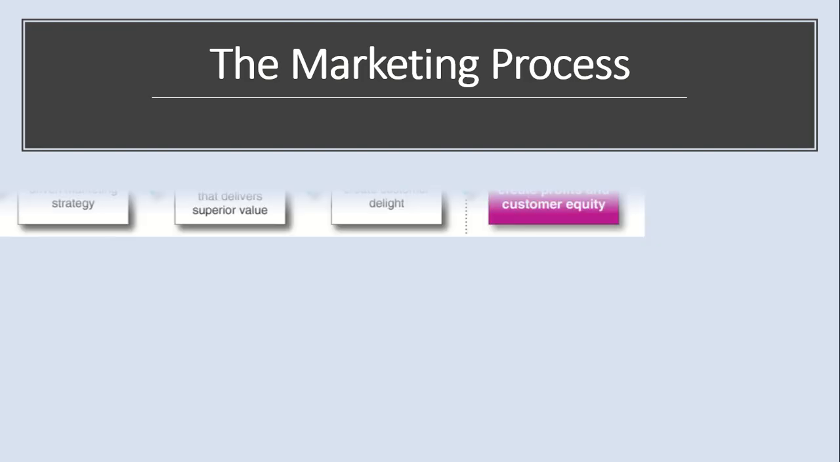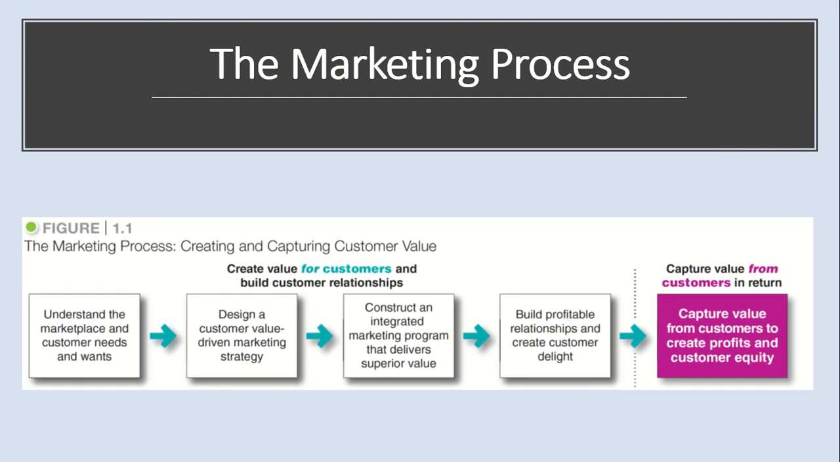Next we are going to briefly talk about the marketing process, which is a major essential content of your group presentation. What is the marketing process? It is all about creating and capturing customer value. It has 5 steps. The first 4 steps are about creating value for customers and building customer relationships, and the final one is capturing value from customers in return.